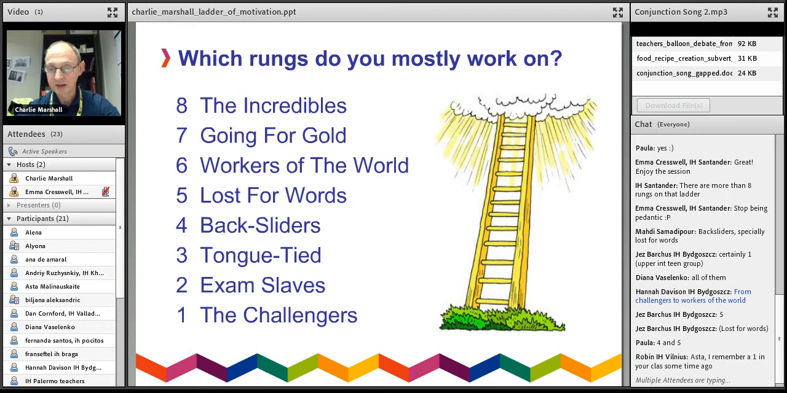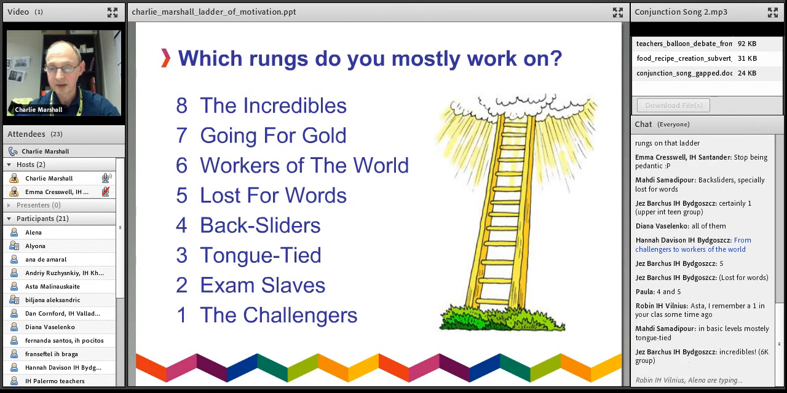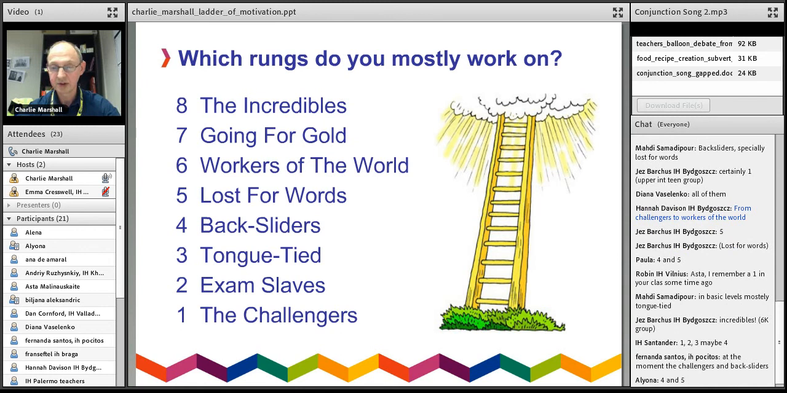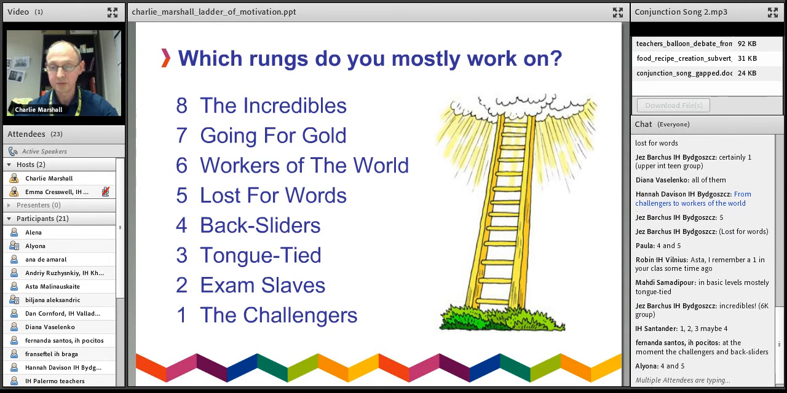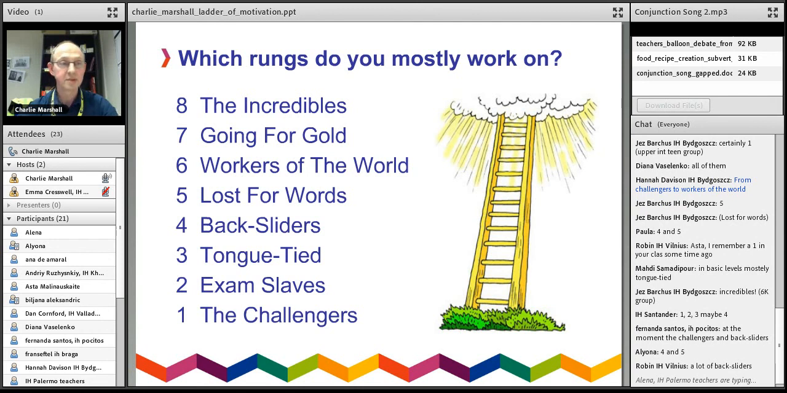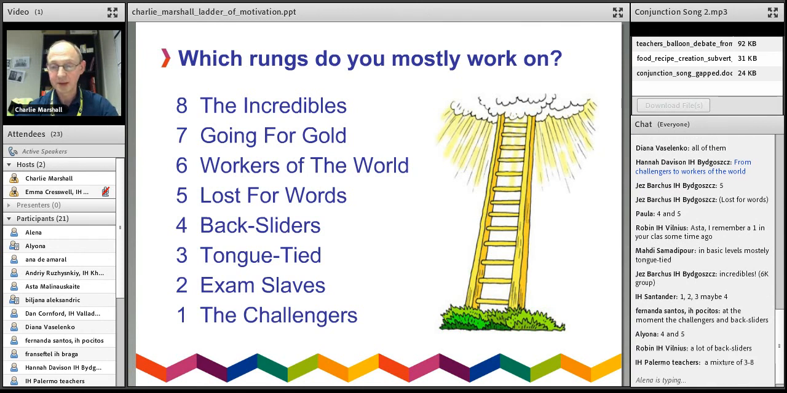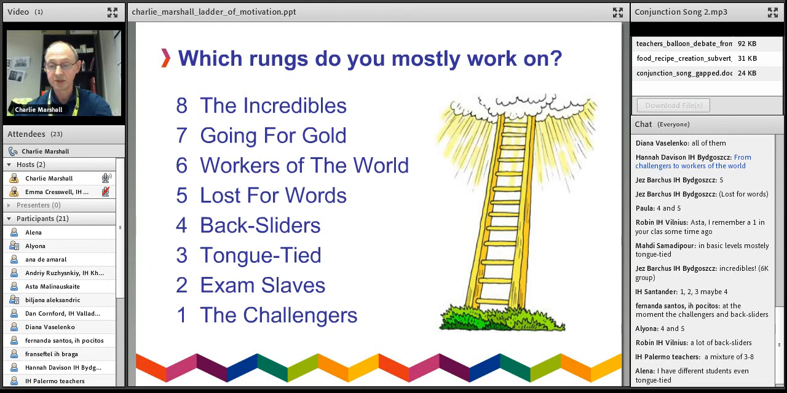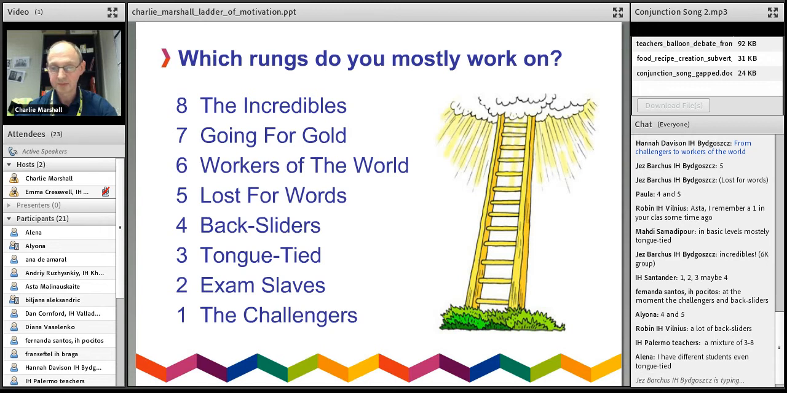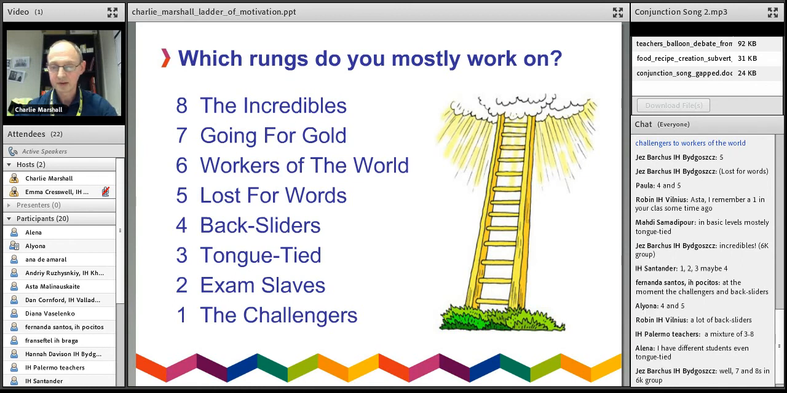Okay, yes. So a lot of people in lower levels are very tongue-tied. Yes, lots of people saying that, the lower levels seem to be a problem. Oh, so somebody here's got some people on the 8th rung, some really motivated incredibles. And somebody's typing. So yes, we have some 7 and 8s as well.